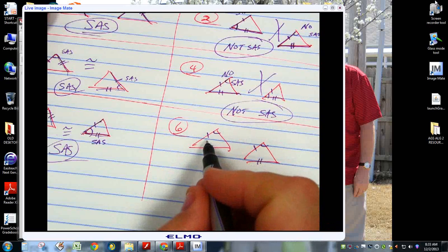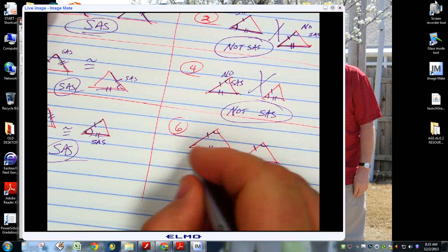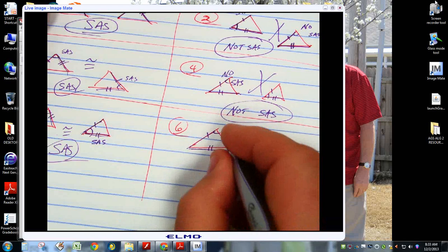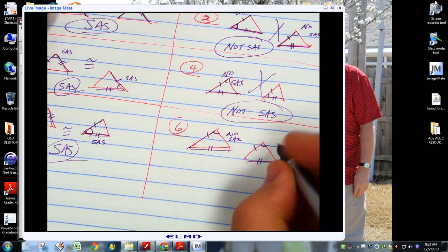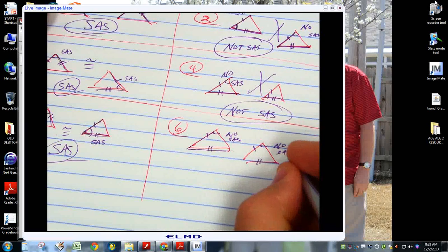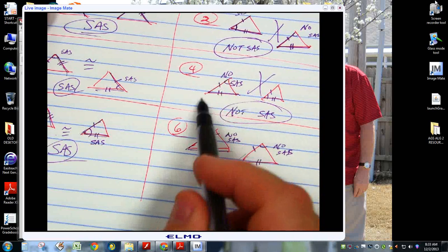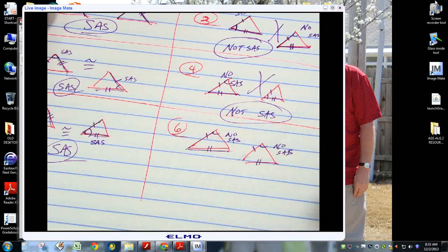Do I have side angle side here? No. As I draw these two sides, do I draw that third one? No, so no side angle side. I don't need to go on any further, but this one's no side angle side either. Isn't it kind of obvious once you look at it for a while, when they're not in between them? You can kind of see it, can't you?